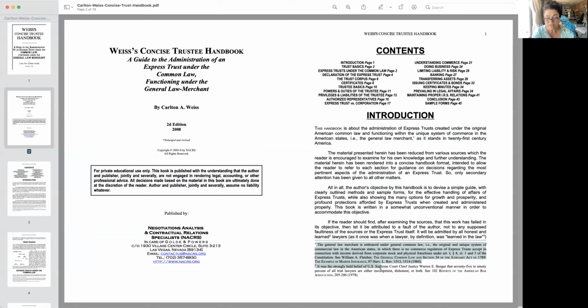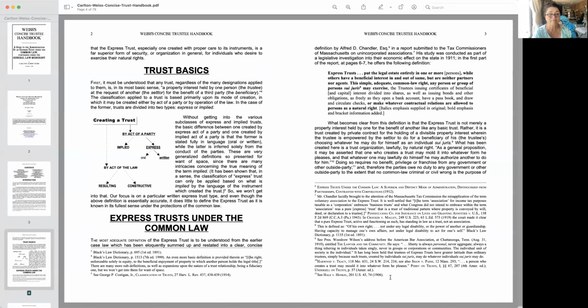2. It was the strongly held belief of U.S. Supreme Court Chief Justice Warren E. Burger that 75 to 90% of all trial lawyers are either incompetent, dishonest, or both. Oh, that's good. See 102 reports of the American Bar Association, 205, 206, 1978.